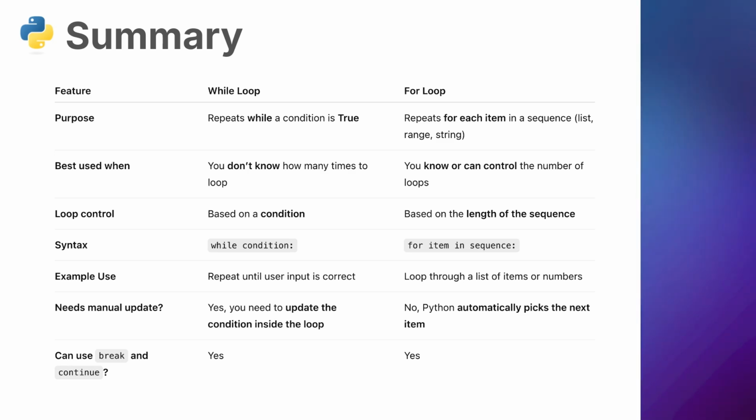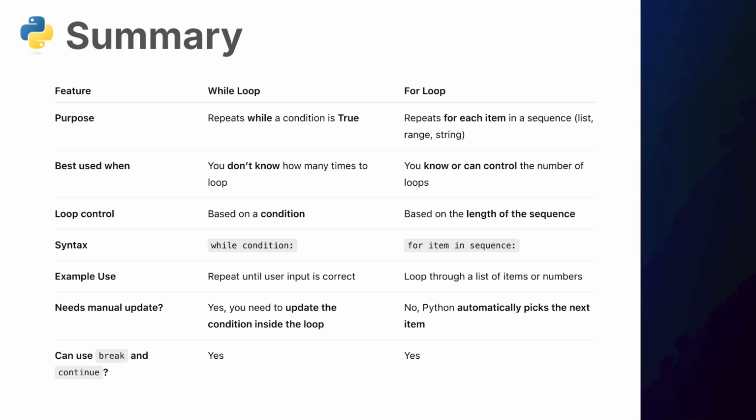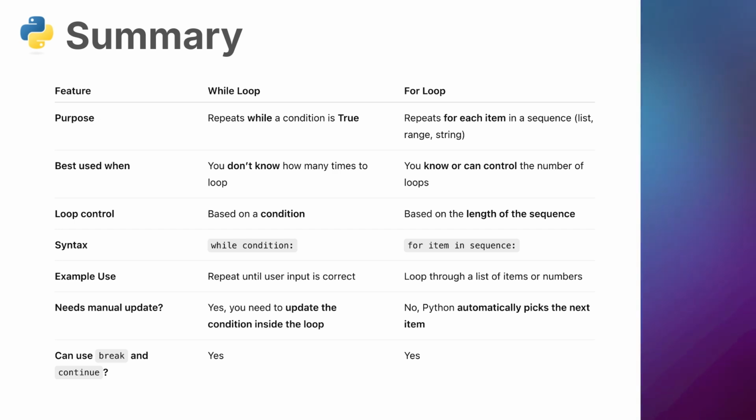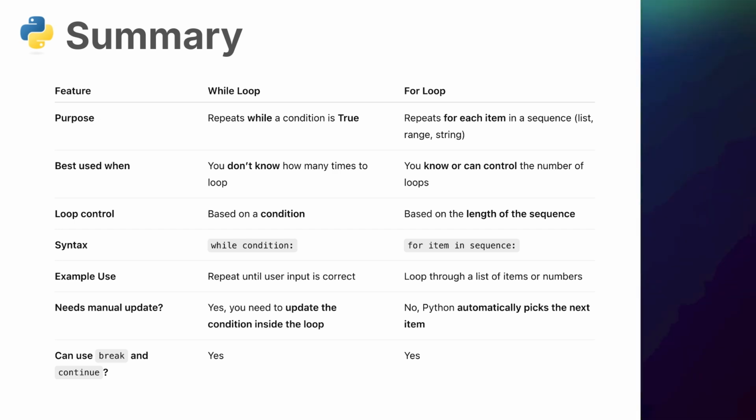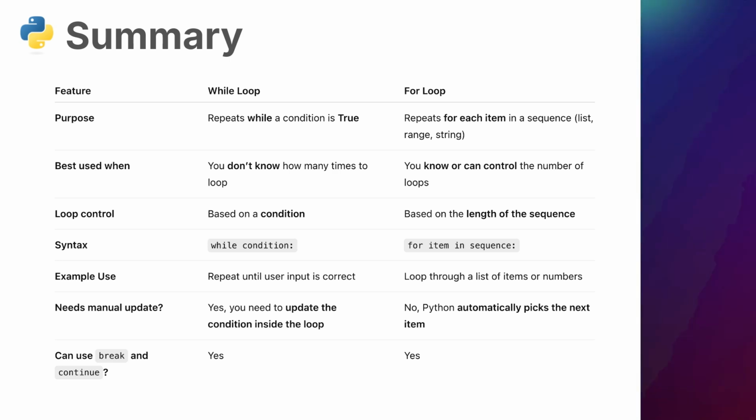Loop control. In a while loop, the loop runs based on a condition that keeps getting checked. In a for loop, the loop runs based on the number of items in the sequence. It automatically moves through each item one by one. Example use. A while loop is great for tasks like checking user input repeatedly until it's correct. A for loop is commonly used when looping through lists of data, a set of numbers, or characters in a word.